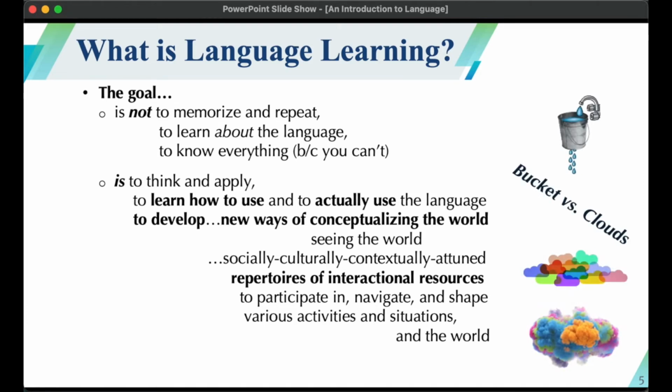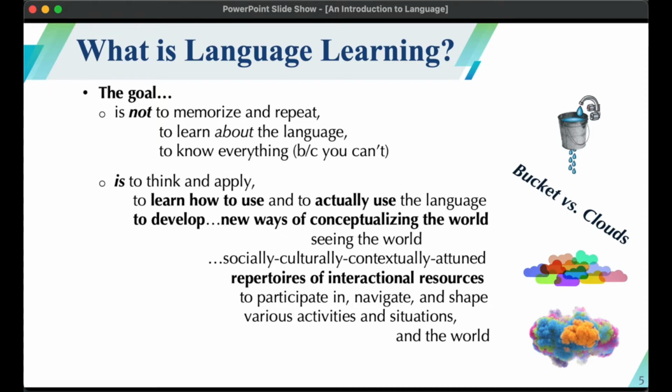A handy metaphor for what language learning is that of a bucket versus clouds. Imagine a bucket, your head, with stuff being put into it. It's overly simplistic, stagnant, and water leaks out too. Your head is not a bucket. The brain and learning are much more complex and interesting.